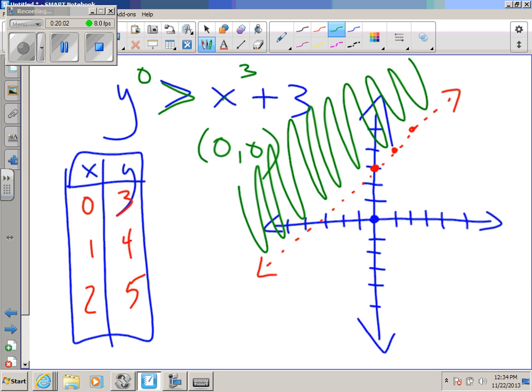Mark, you only have another option with your line. It's either going to be dotted or it's going to be solid. So you use a solid.